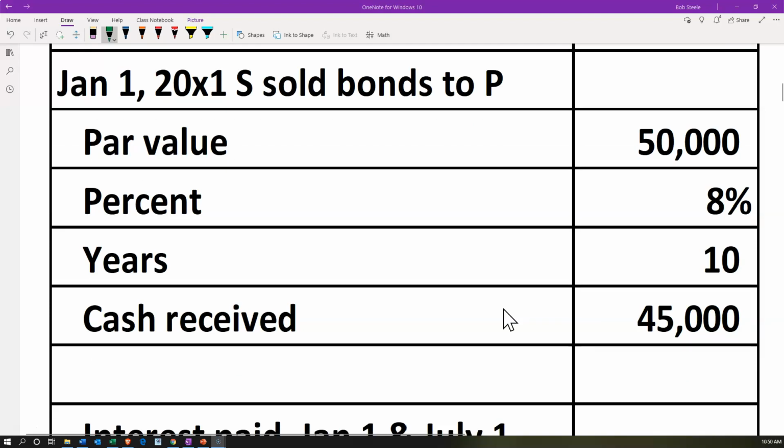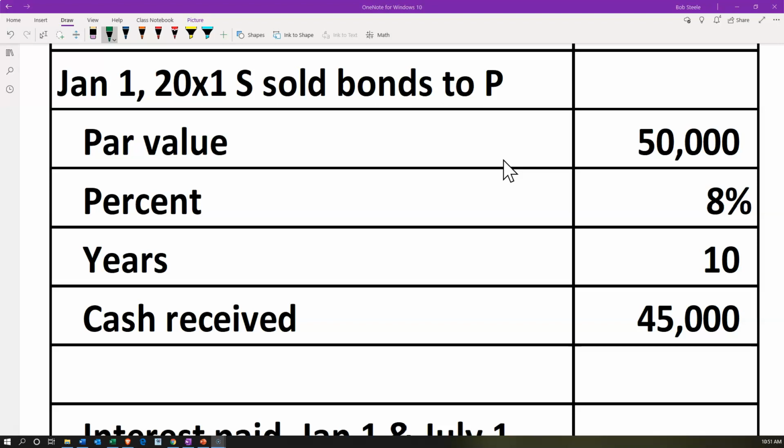So par value, 50,000, the percent, 8%, years are going to be 10 years. The cash received was 45,000. Therefore, 45,000 is less than the 50,000. That means that they were issued at a discount. So note that this is going from S to P, so directly the bonds were issued directly.